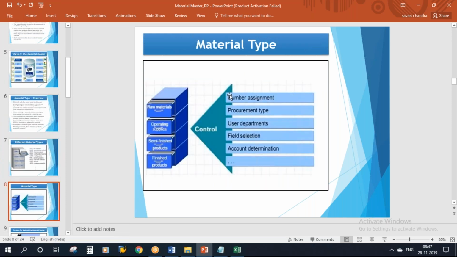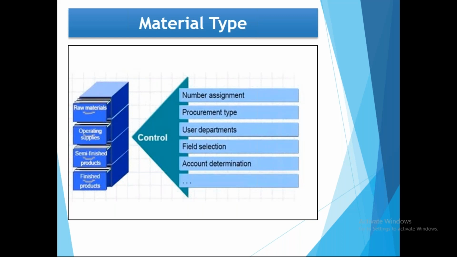So basically, what will material type do? Material type will control certain functions. Like it controls the number assignment. I'll show you this in the system. It tells you the procurement type, whether it is produced or purchased, and which user departments have to maintain the data.